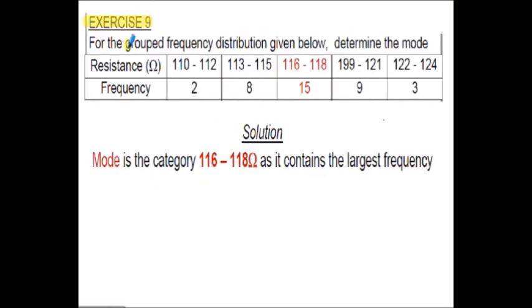Exercise 9 here relates to group frequency data. We've got to find the mode again, given resistances, and they're in categories: 110, 112, 113, 115, 116, 118, and so on. And we've got the frequencies for each of the categories underneath it. And simply by inspection, by looking at the data given to us, the mode is going to be the 116, 118 category, as it's got the largest frequency.